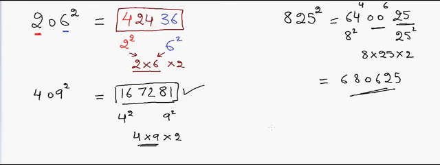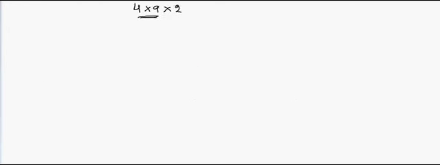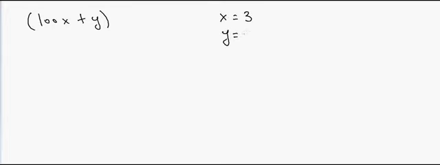So that will be my answer. If you practice, then you can always do this calculation without even writing it on paper. Now let's look into how this trick works. Any three-digit number can be written in the following form: 100x plus y. So if x is equal to 3 and y is equal to 6, then it will be 306, right?